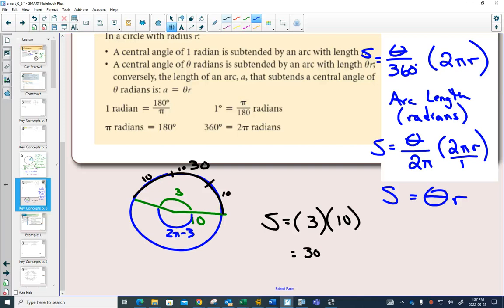If I wanted to figure out this arc length in green, as an estimate, can you see 2 pi is 6.28? Minus 3 would be 3.28. This green arc length would be approximately 3.28 times 10, because the radius is 10, which would be 32.8.